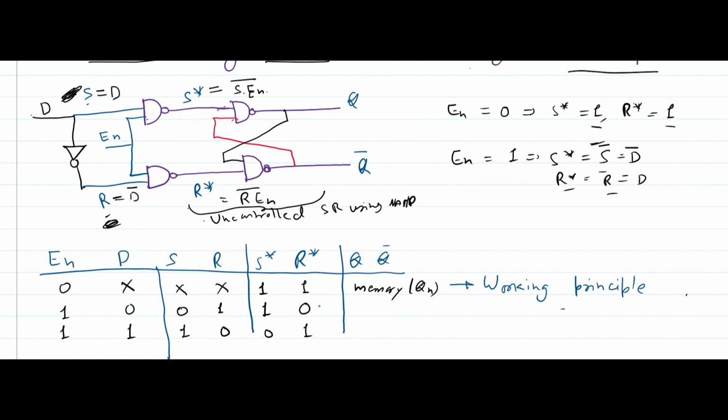And here, these two conditions are neither forbidden state nor memory state. And for NAND gate, if any of the input is 0, output is 1. So here if you see R star is 0, that means Q bar will be 1. So Q bar is 1 means here comes 1, Q will be 0.